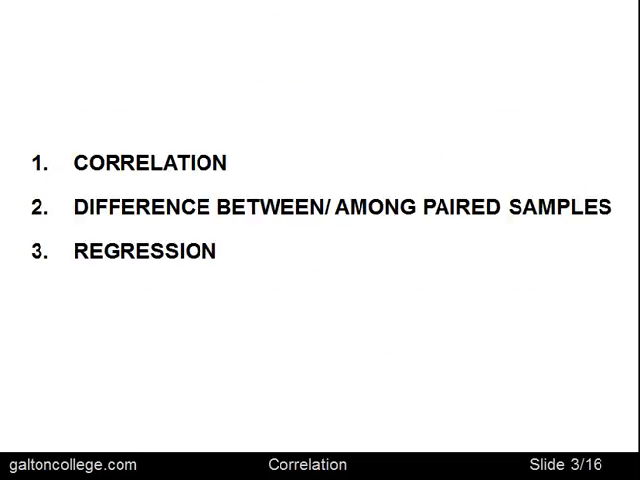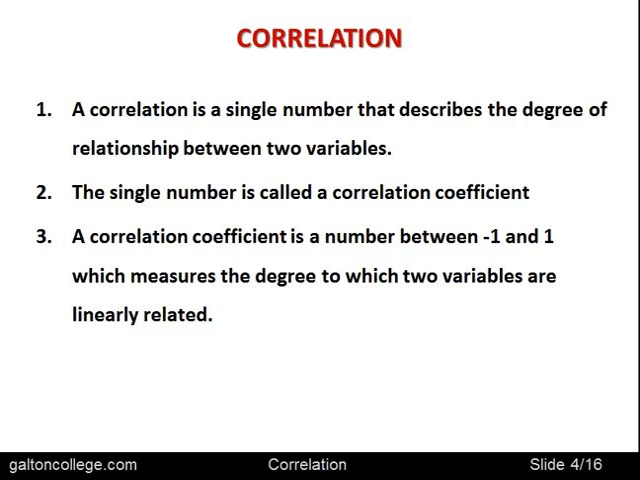And we can do this by looking at correlation. We can look at the difference among paired samples, and we could use regression. So there are various techniques we can use. In this particular session we're going to talk about correlation. Now, correlation is a single number that describes the degree of relationship between two variables. And the single number is called the correlation coefficient.